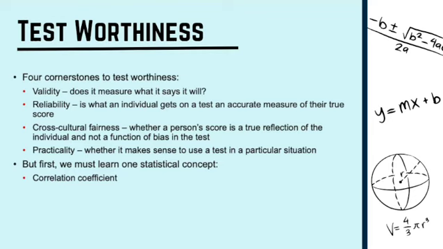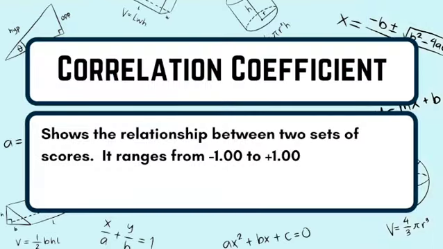And then is it practical? So let's say that we had some second graders and we were going to do a 4-hour test with them. That's not practical because they're going to lose interest over a period of time, like maybe 30 minutes. So we need to look at that as well. But the first thing that we have to understand is our friend, the correlation coefficient. Okay, so the correlation coefficient shows a relationship between 2 sets of scores, and it has a range.